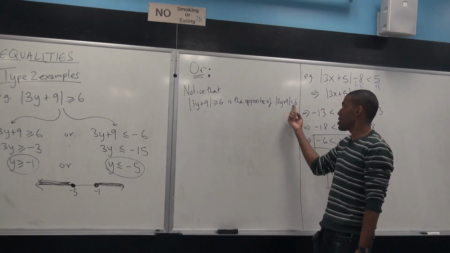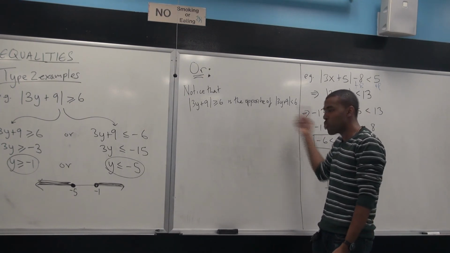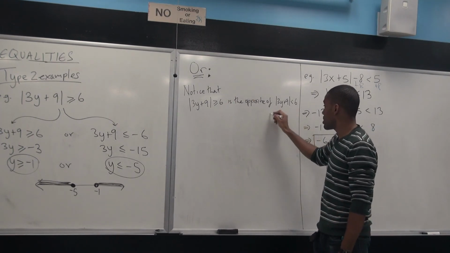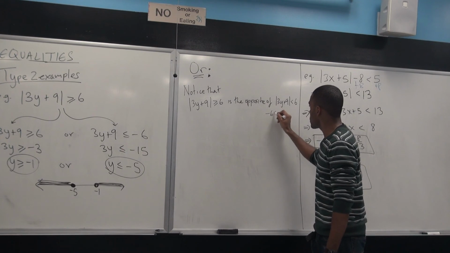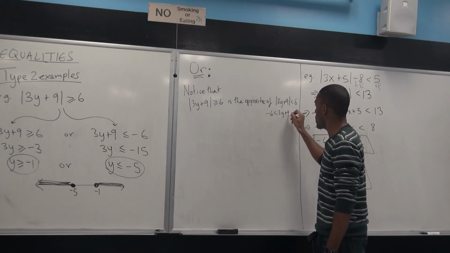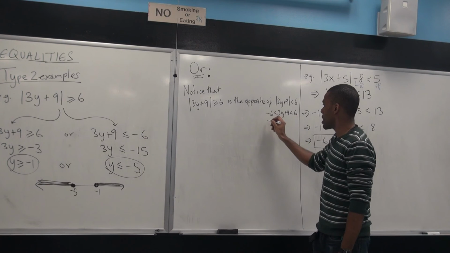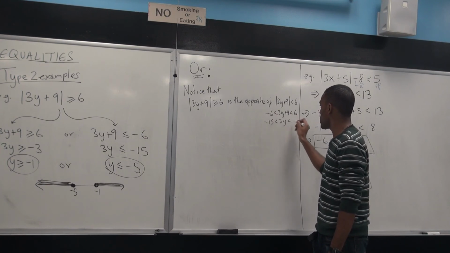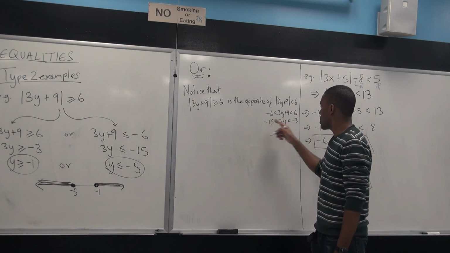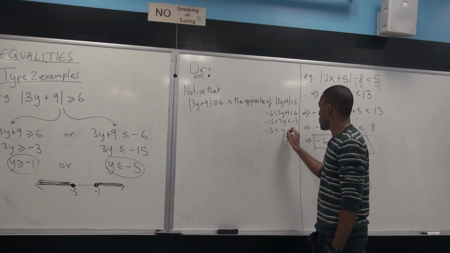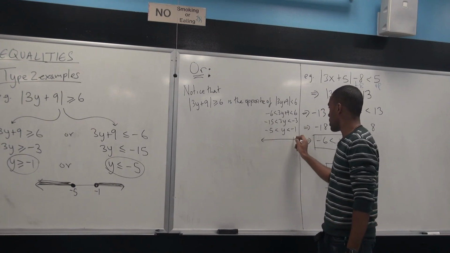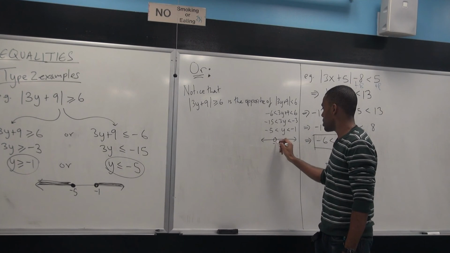Why would I do that? Because with the less thans, it's easier, right? I can just do one thing. I don't have to break it into two parts, right? So this one I can solve. This is just -6 less than 3y plus 9 less than 6. Subtract 9 from both sides, right? I get -15 less than 3y less than -3. Divide both sides by 3. And I get this as the solution, right? Y is strictly between -5 and -1.